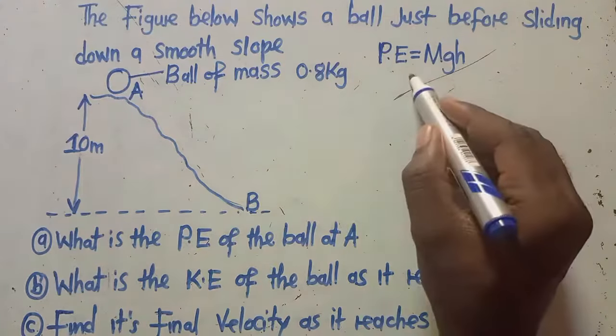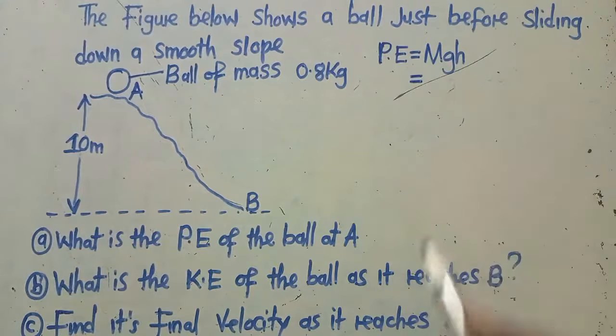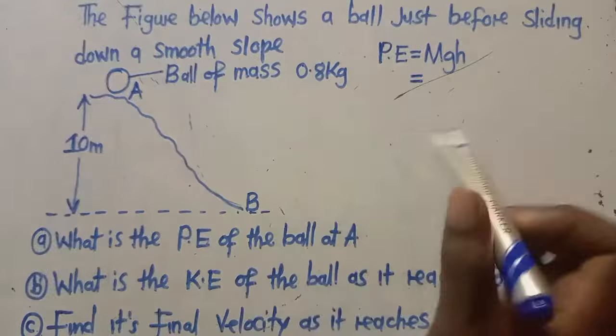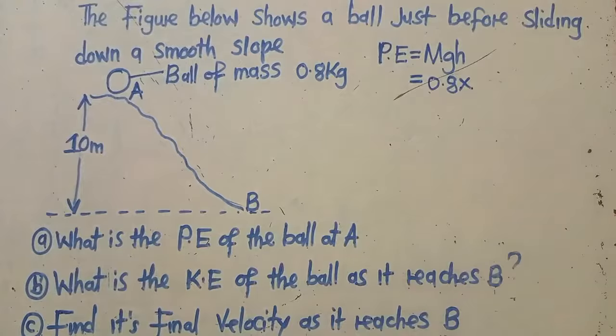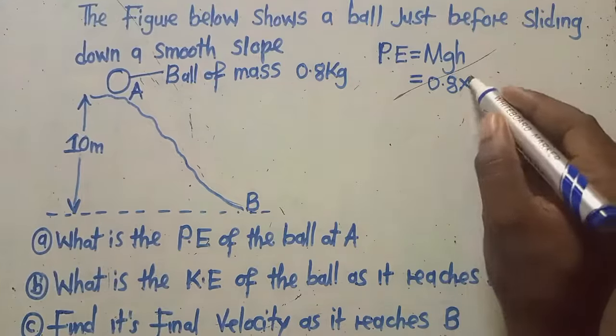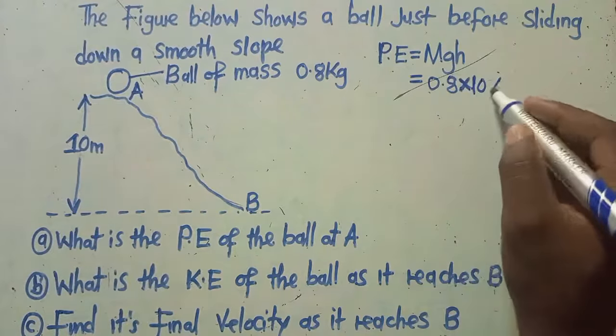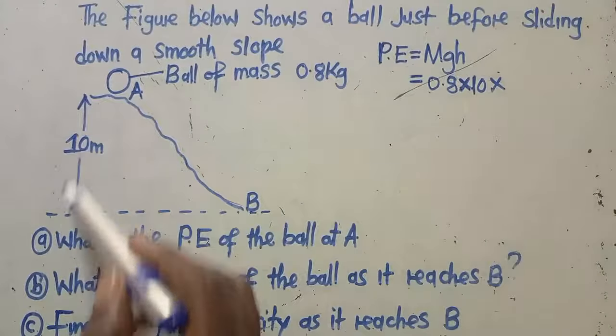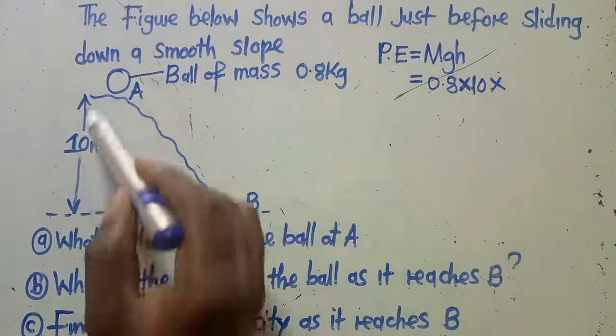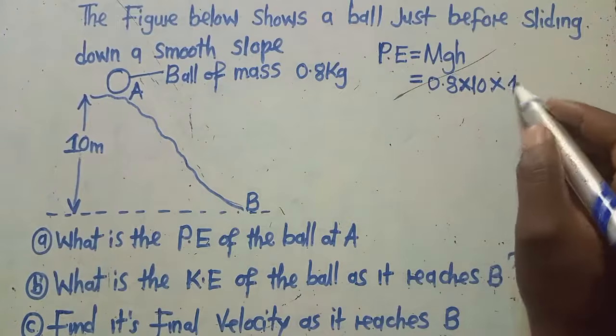So in this case, potential energy is equal to, what is the mass? They want us to find the potential energy of the ball. So what is the mass of the ball? 0.8 times, then what is gravity? We know that this is acceleration due to gravity, so I'm going to use 10, multiplied by, what is the height? I check the height there. The height is 10. So I put the 10 there.